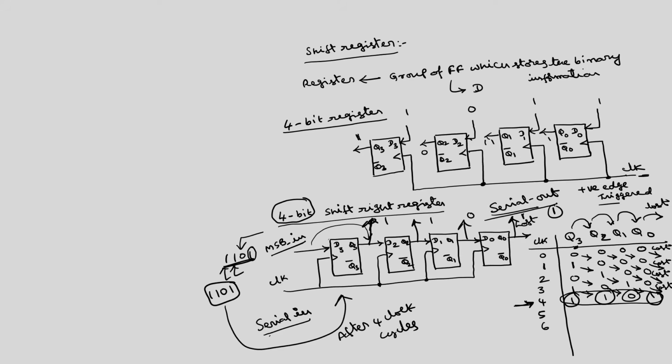So, see about the shift right register. In the shift right register, what is D3? D3 is MSB in, D2 is Q3, D1 is Q2, D0 is Q1. So, these are the binary expressions for the 4 bit shift right register.